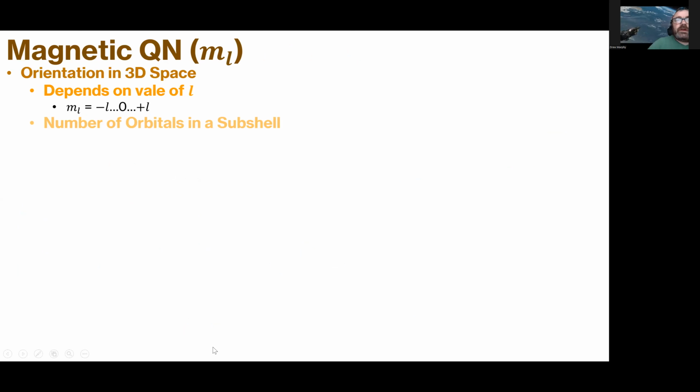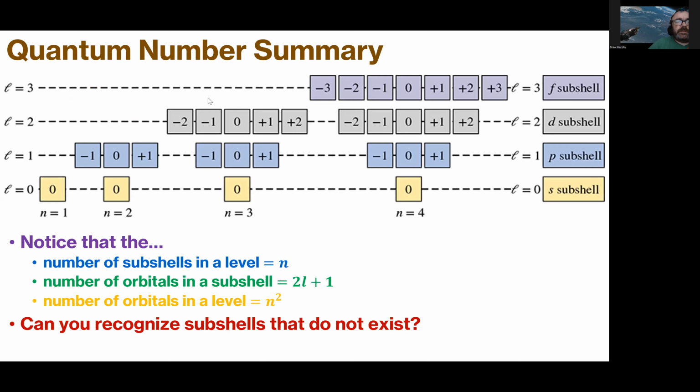Our third quantum number is known as the magnetic quantum number. Okay. And this is called m sub L. And this tells us the orientation in three-dimensional space. How is that orbital oriented on the axes to look in 3 dimensions? This depends on the value of L, and it ranges in values from minus L to 0 to plus L. So, what does that mean? A lot of times you'll see this as 0 to plus or minus L, which is the same kind of idea.